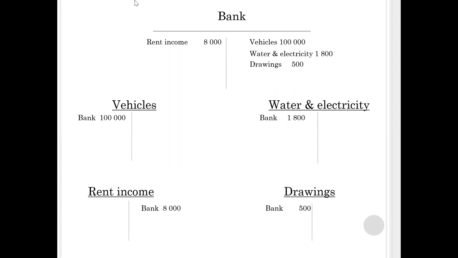All right, and then you need to go and credit bank, that is the friend, okay? So bank on the credit side, you're going to write down water and electricity, 1,800 rand. So again, what is the double entry principle saying? Water electricity was debited, and for every debit, there's a credit, and bank we have credited with the 1,800 rand. Right?